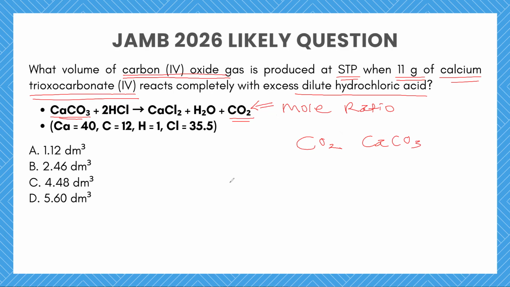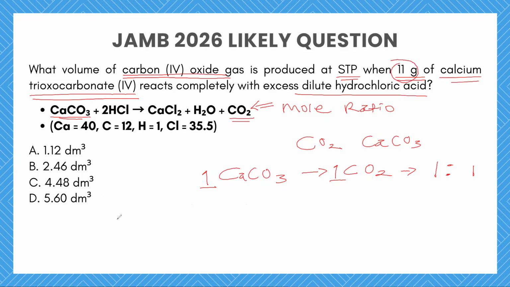So these are the two things that we're placing our focus on. From the chemical equation, we see that CaCO3, calcium carbonate, is on the left, and CO2 is on the right. We also see that 1 mole of calcium carbonate produces 1 mole of CO2. So the mole ratio therefore becomes 1:1. It is as simple as that.